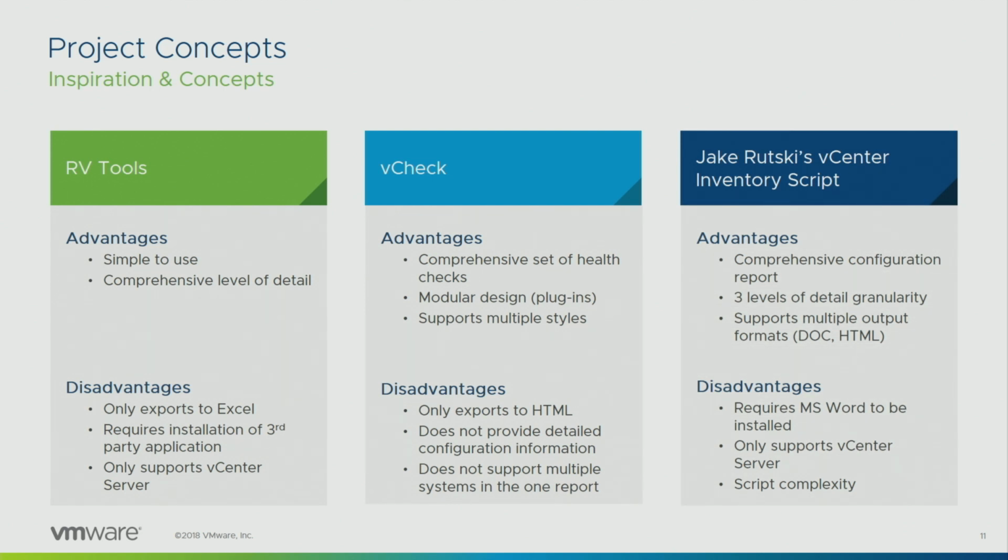The third one, I drew a lot of inspiration from Jake Rutski's vCenter inventory script. This was a script that I found quite a few years ago, trying to address the challenges that I had, particularly around building vSphere as-built reports. It was great in that it had a lot of detail. It was granular in that you could be selective in the type of detail that you wanted to get out of it. It could support Word doc and HTML formats. However, it required Microsoft Word to be installed on the machine that you were extracting the information from.